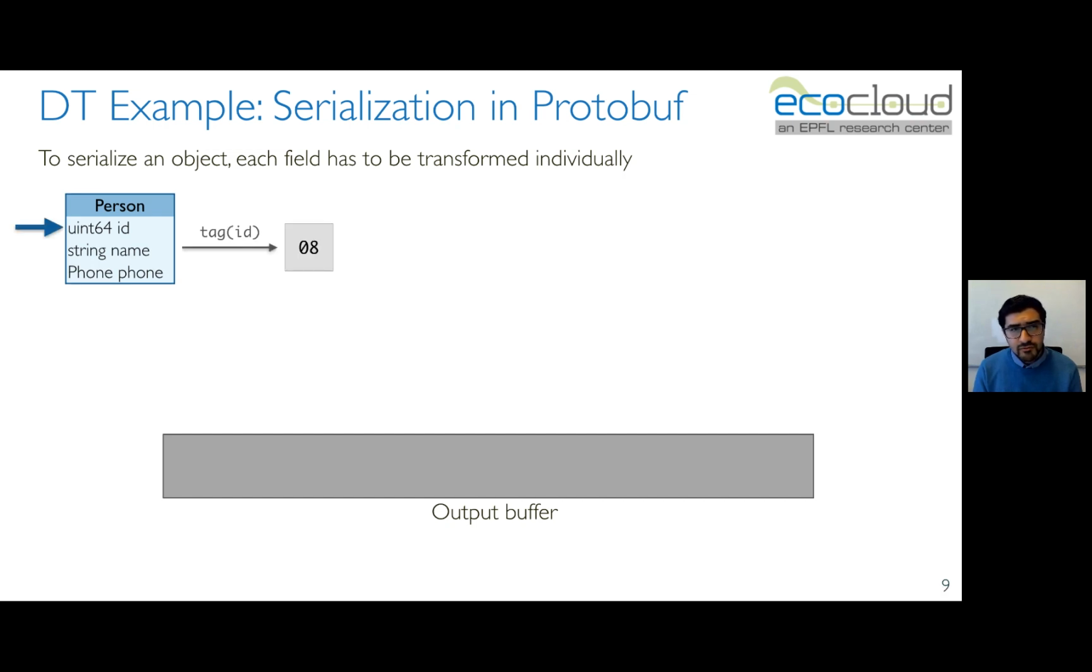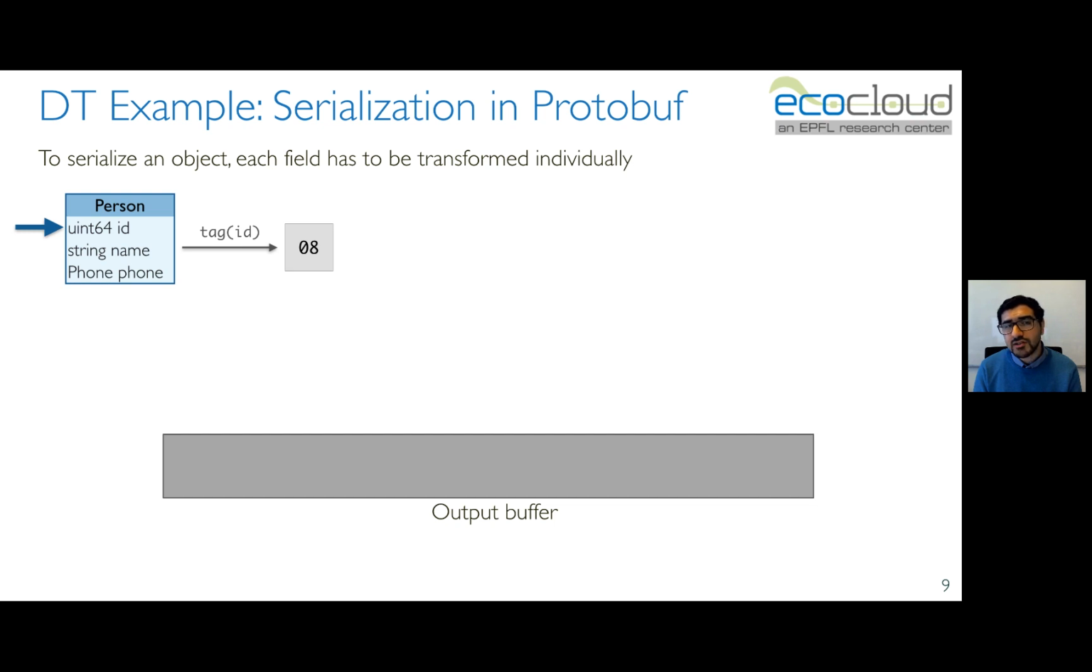So first, the ID has to be transformed. Almost all of these DT frameworks have this notion of keys and values. Each field gets translated into a key, also known as a tag, and a value, where the key is used later at the serialization time to identify that field.